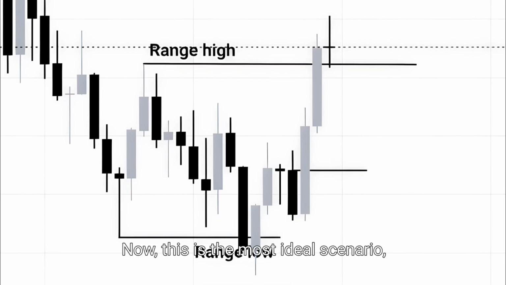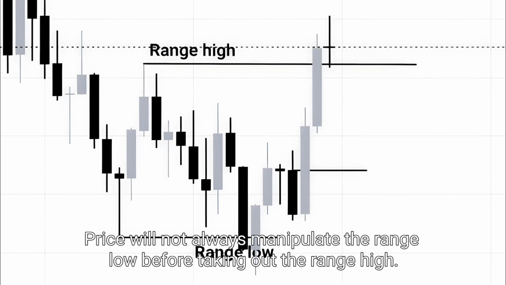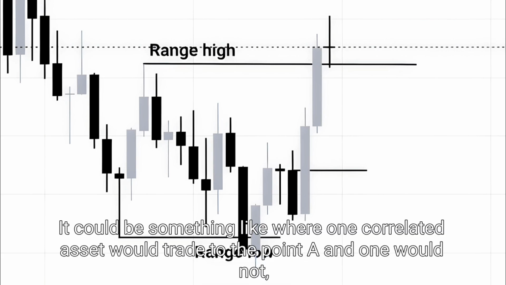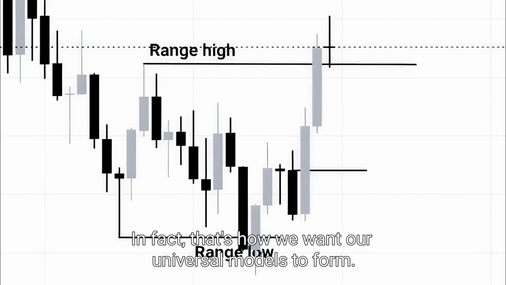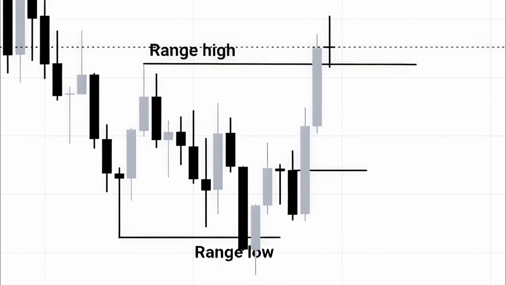Now this is the most ideal scenario, obviously. Price will not always manipulate the range low before taking out the range high. It doesn't need to do that. It could be something like where one correlated asset would trade to the point A and one would not, right? That would create the correct correlation, making the trade even higher probability. In fact, that's how we want our universal models to form.